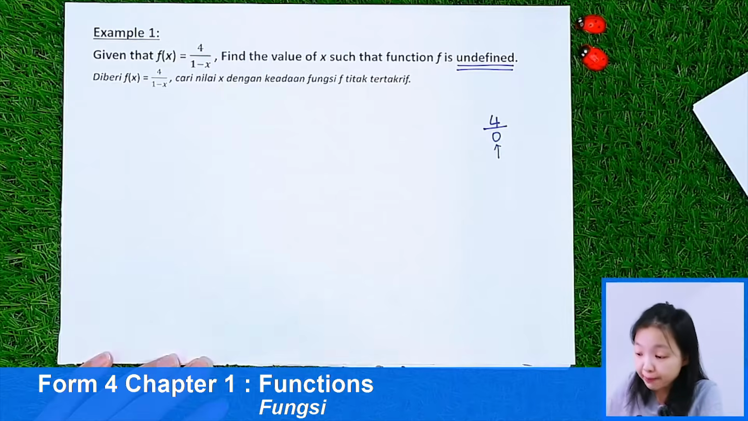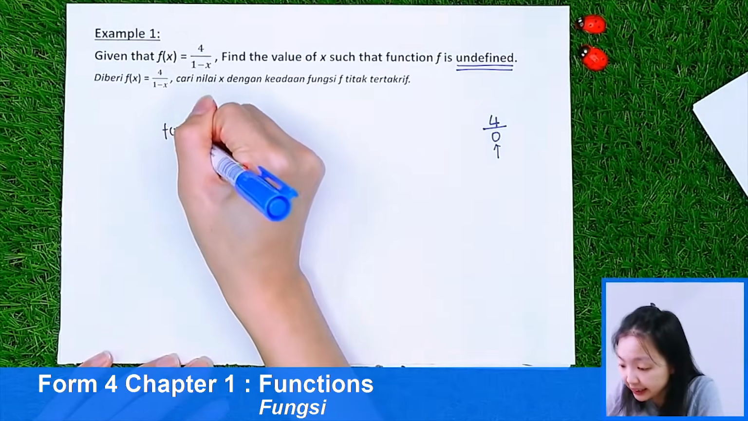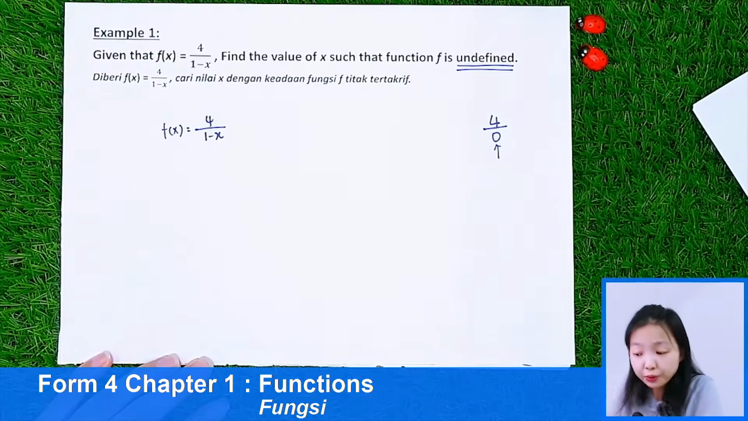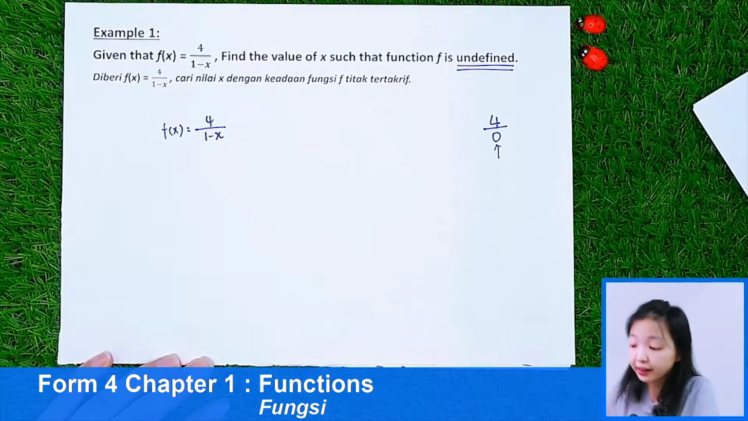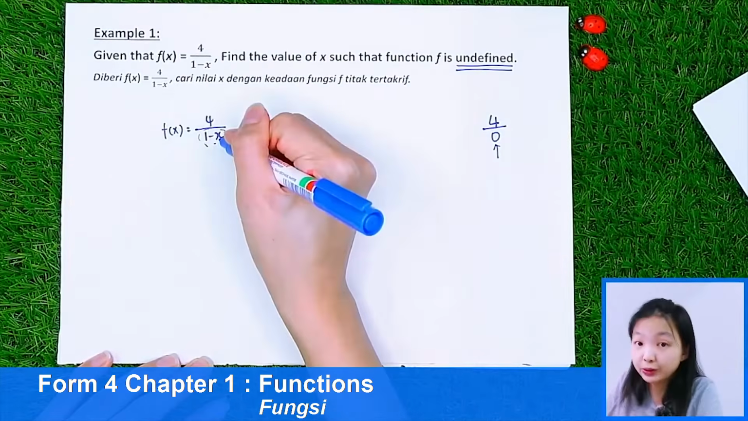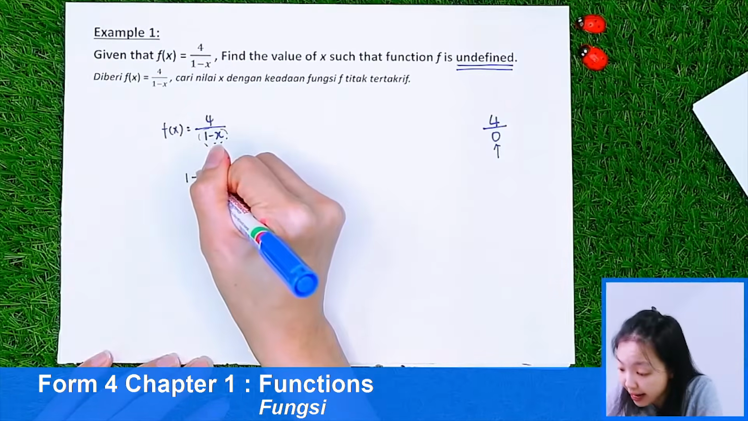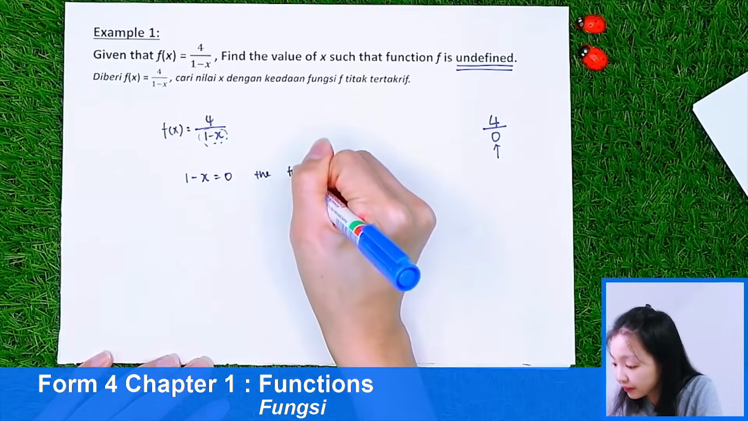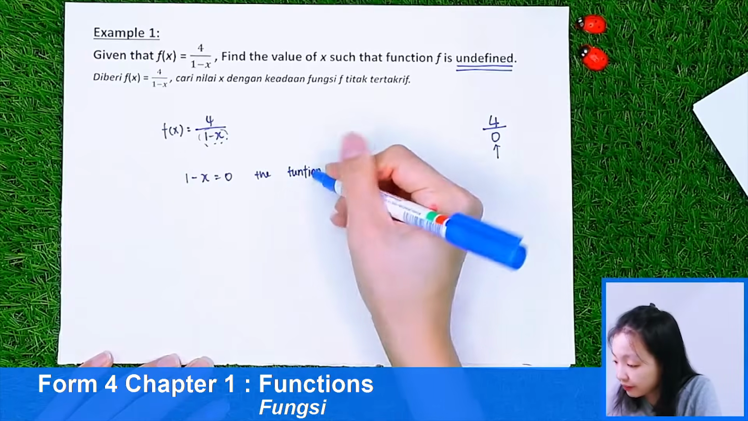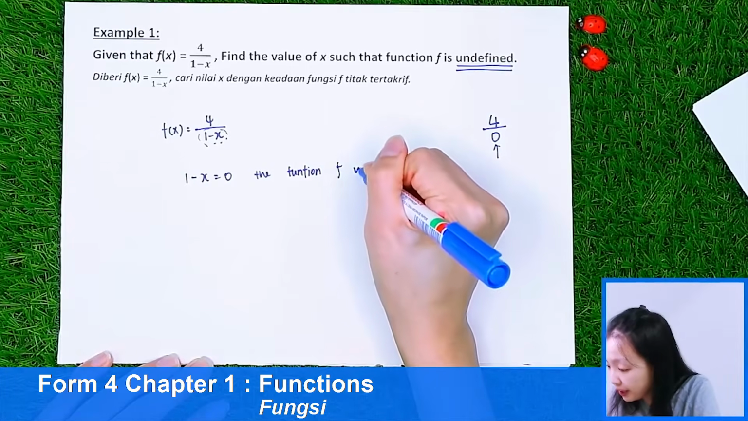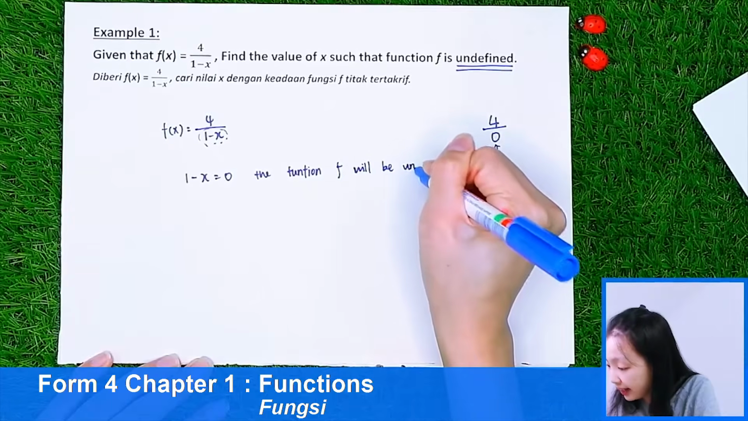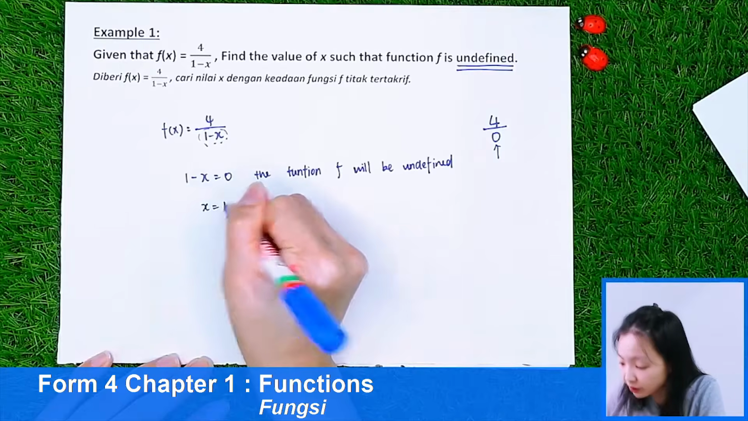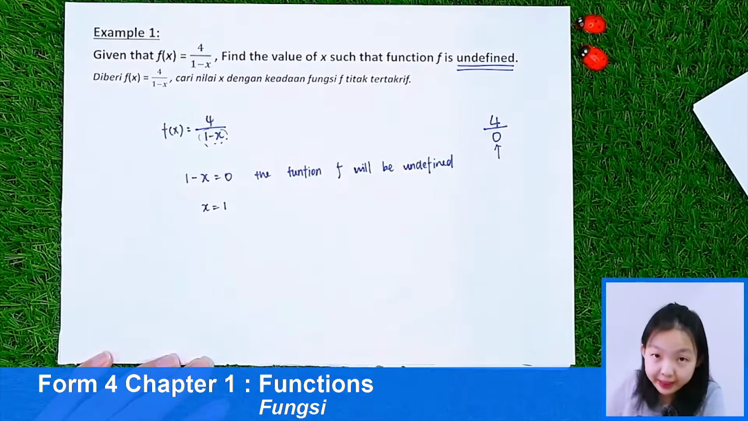So now let us get back to the question. f(x) is equal to 4/(1 minus x). What is the condition when this function will be undefined? When the denominator is equal to 0. That means 1 minus x is equal to 0. The function f will be undefined. Okay, so when x is equal to 1, the function f will be undefined.